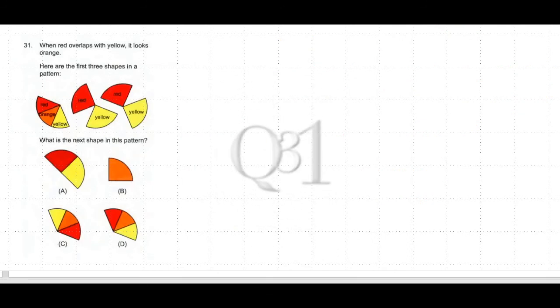Okay, this is a very interesting one. You gave me B, and B is wrong. So, we will see this. If you notice properly, it says that when yellow overlaps with red, it'll give you orange. So this portion here is yellow overlapping with red. And this portion here shows that the red is moving away from the yellow, so there's no overlap, so there's no orange here.